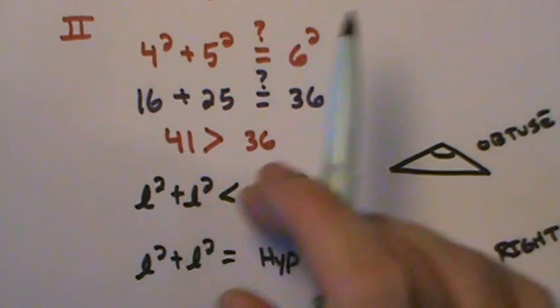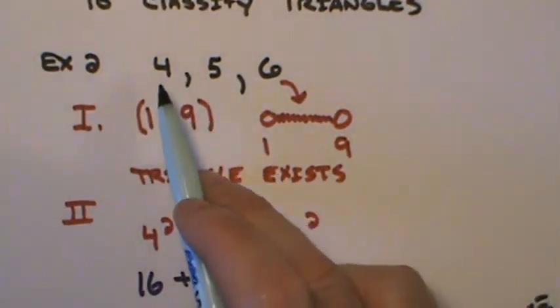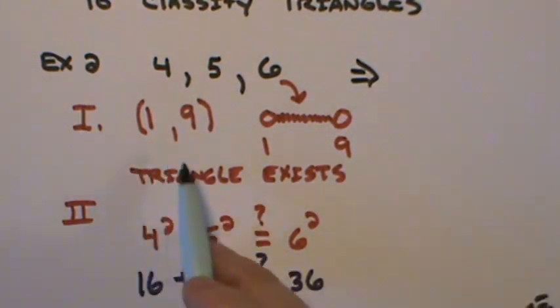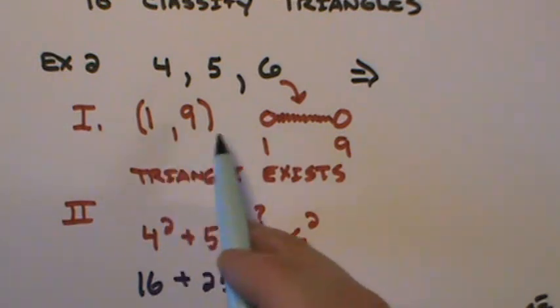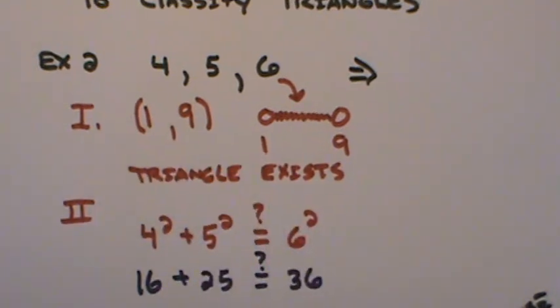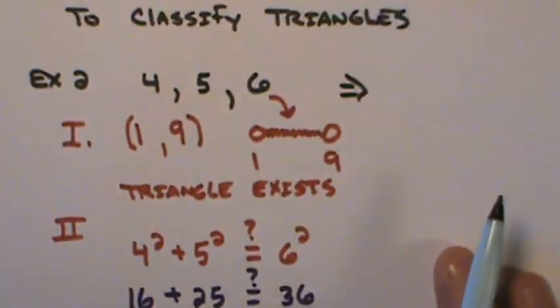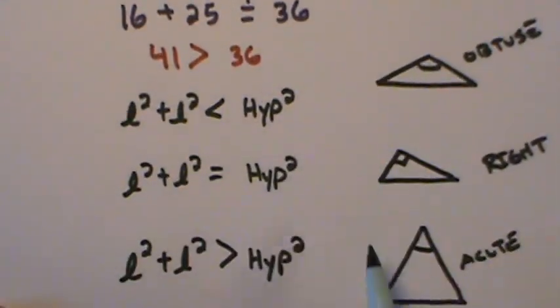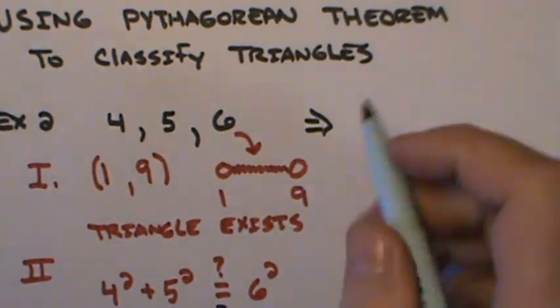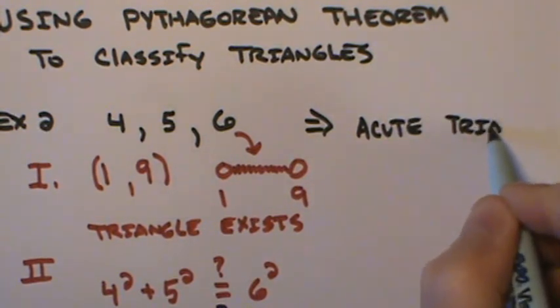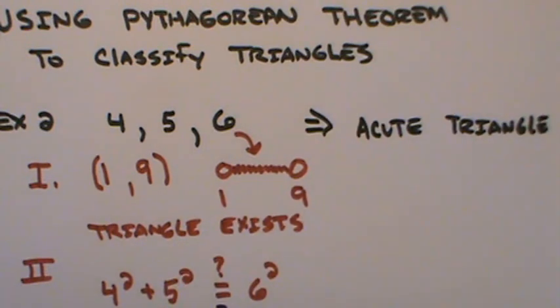So for this particular set of sides, 4, 5, 6, it's telling me not only do I have a triangle, because I applied the existence of a triangle, that concept, I have a triangle. I can now classify it because when I squared the legs, the result was bigger than the hypotenuse squared. It tells me I must have an acute triangle. So I can say this leads me to an acute triangle. I have an acute triangle. That's example 2 for classifying triangles using the Pythagorean theorem.